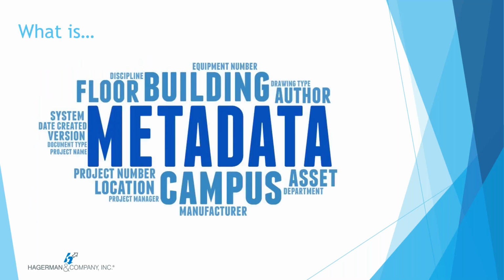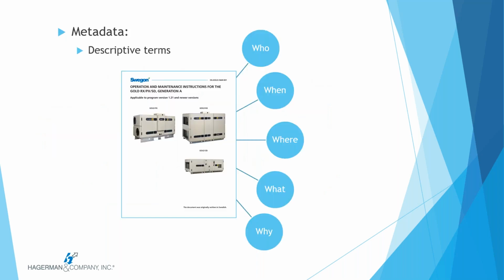So again, what is metadata? Metadata by definition is convoluted, and they use the word data a lot when they describe it in the dictionary. But basically, it's who, when, where, what, and why. Usually those are the questions that get answered by the metadata. That's just the descriptive terms we use in Meridian to categorize and classify documents.